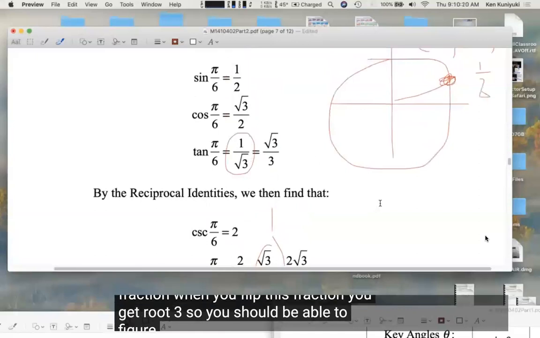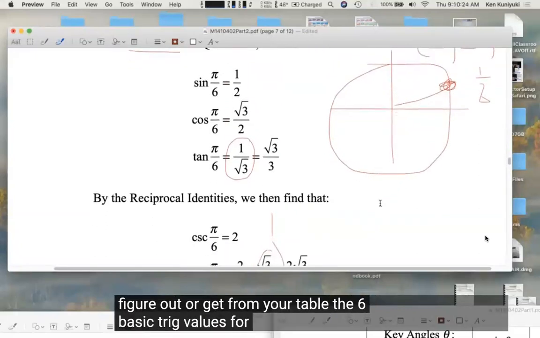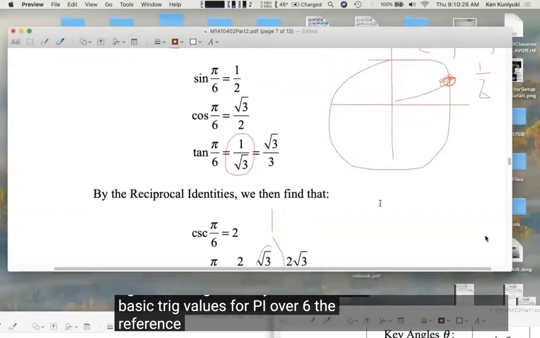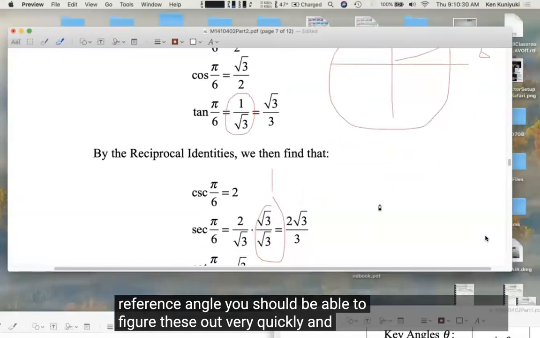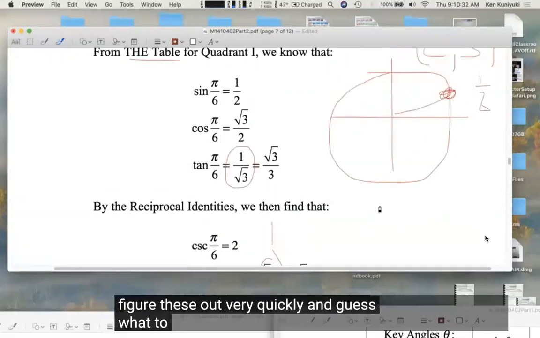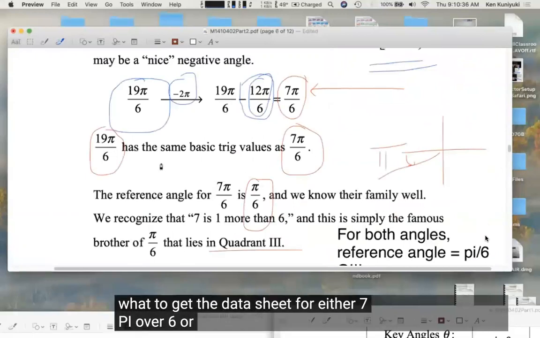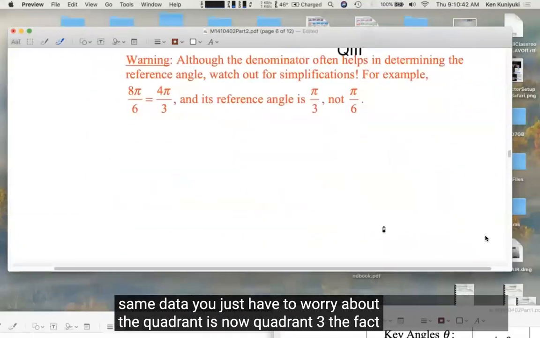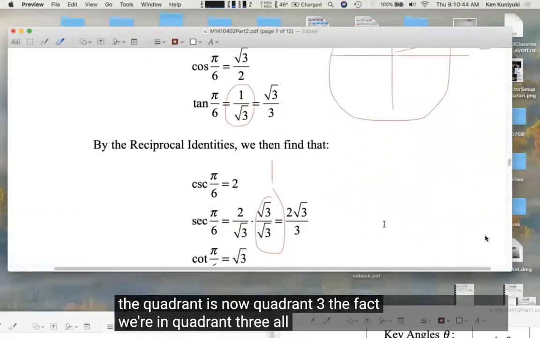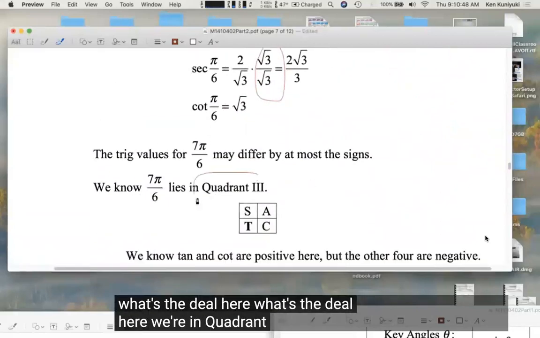So you should be able to figure out, or get from your table, the 6 basic trig values for pi over 6, the reference angle. You should be able to figure these out very quickly. And guess what? To get the data sheet for either 7 pi over 6 or 19 pi over 6, they have the same data. You just have to worry about the quadrant. It's now quadrant 3. In fact, we're in quadrant 3. All right. So what's the deal here?